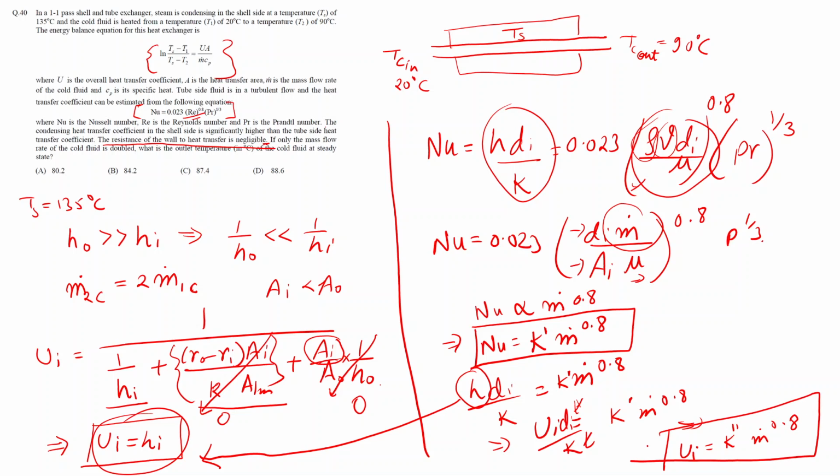So that is, our overall heat transfer coefficient is proportional to m dot raised to 0.8. So Ui is equal to k times m dot raised to 0.8. So from the earlier slide we have this information. Now let's just use this equation.